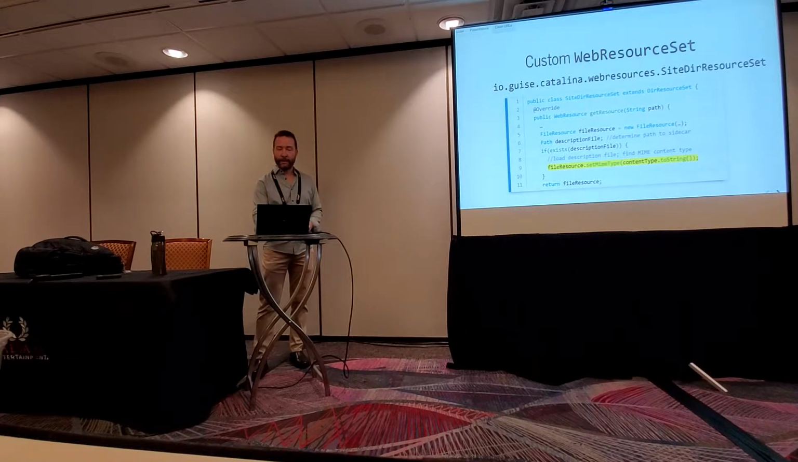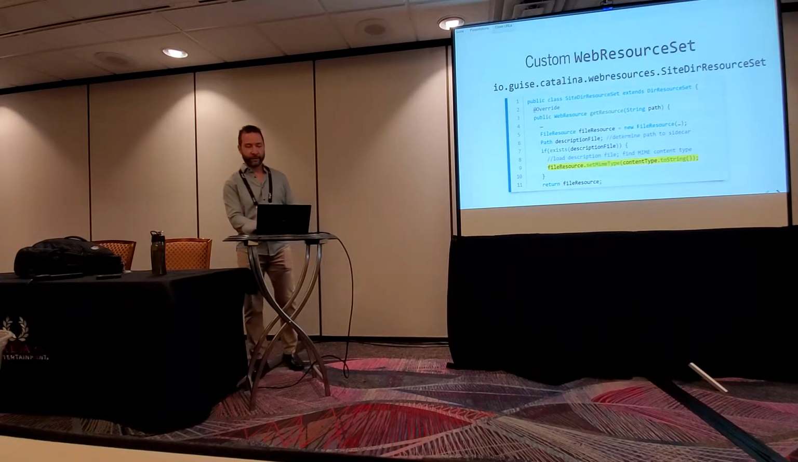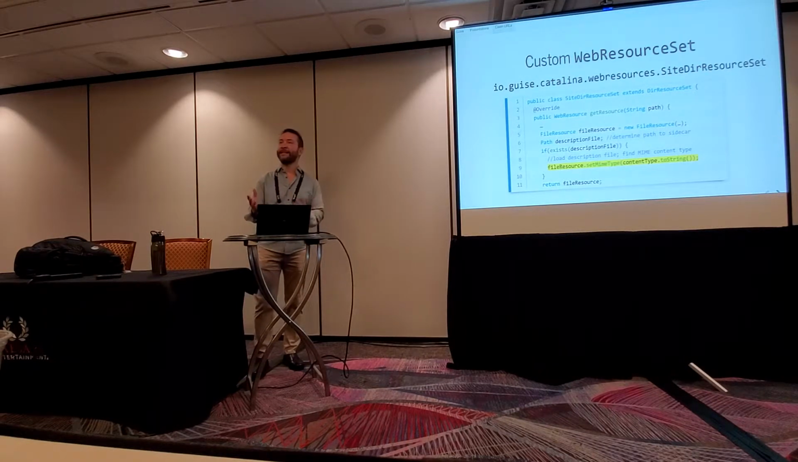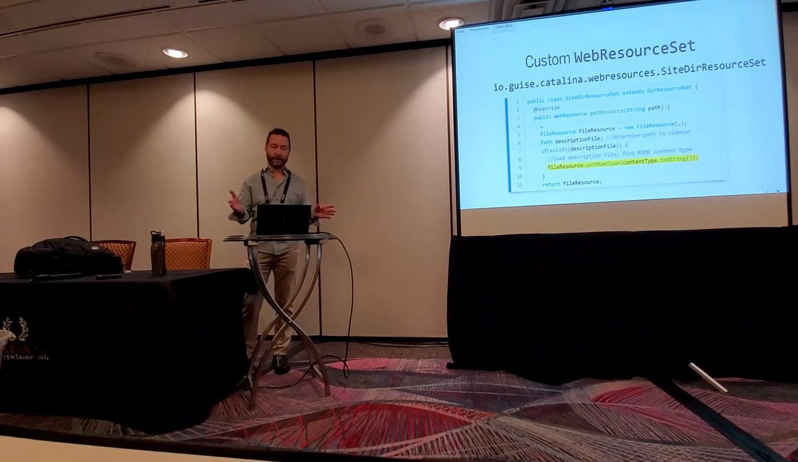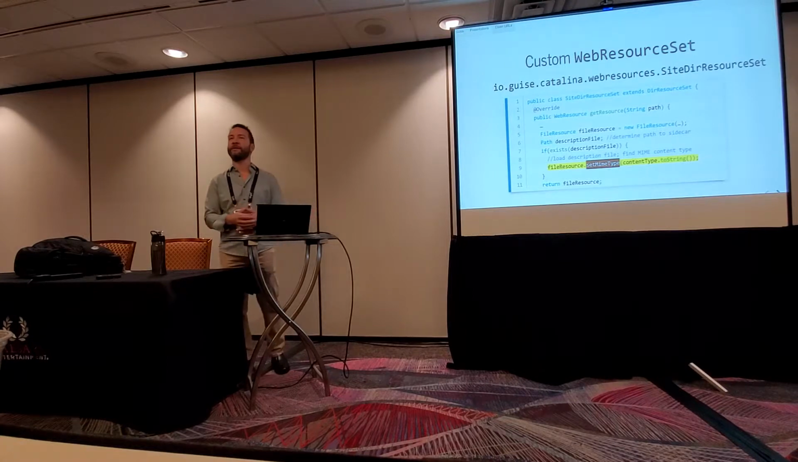And this is a bit of the code. We create a new file resource. And here's the code that basically says, now that we've got the file resource, go look to see if there's a metadata sidecar file. And if there is, load the content type. And if you find a content type, simply set the MIME type of the file resource. So it's not as complicated as you might have thought.